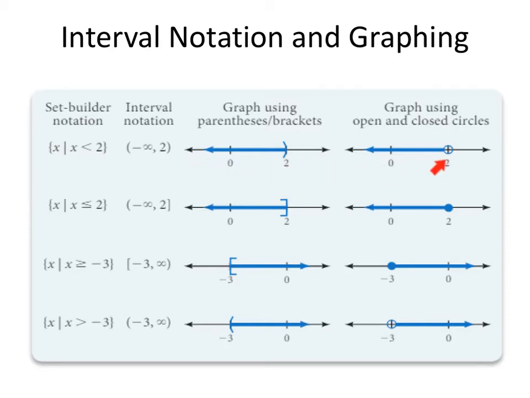But if you're familiar with the solid dot, closed dot, open dot, you can use that method as well. The set of all x such that x is less than or equal to 2 will now have the square bracket around the 2, because we can include 2. Whereas x is greater than or equal to negative 3 gives us the square bracket negative 3, comma infinity. And similarly for our graphs, the set of all x such that x is greater than negative 3, round bracket.